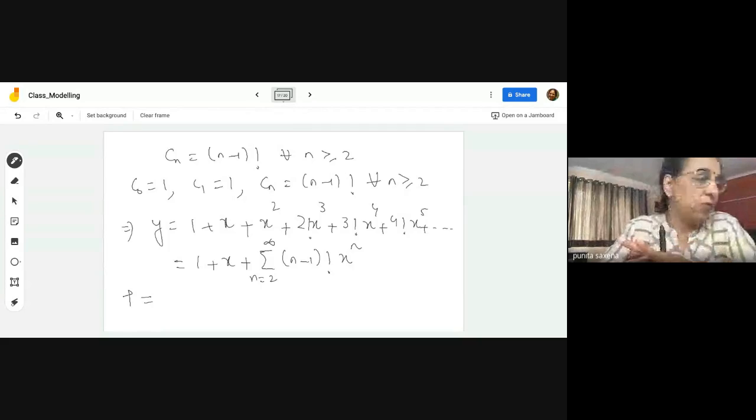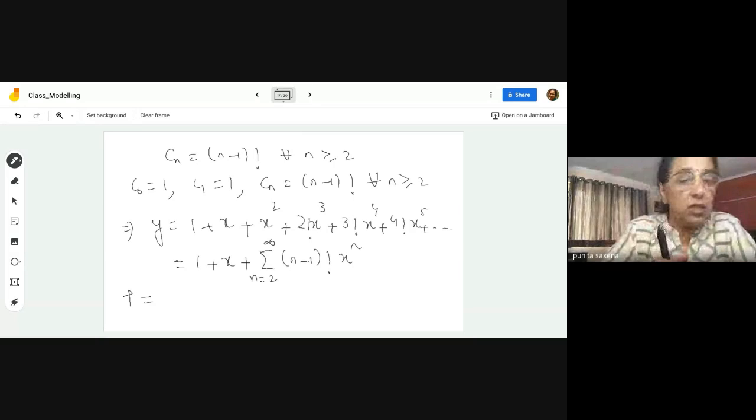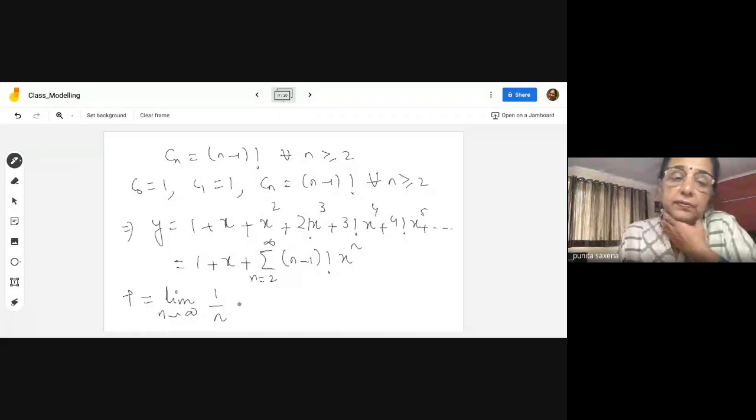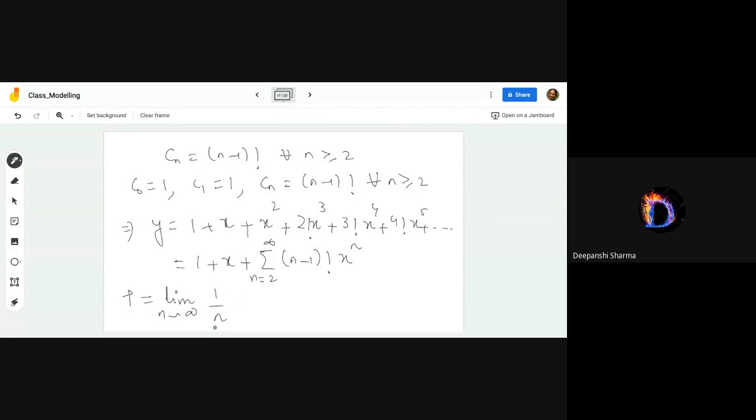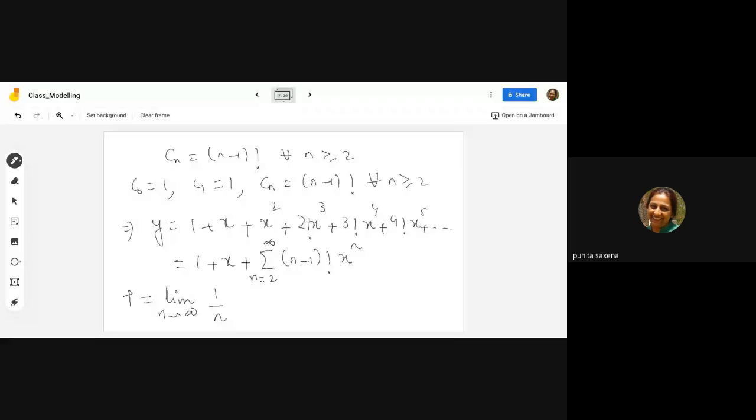How much is rho? Ma'am, 0. Yeah, because it must be turning out to be limit n tending to infinity (n minus 1) factorial upon n factorial, right? So it turns out to be 0. So what does this mean? This means what happens when rho is 0?